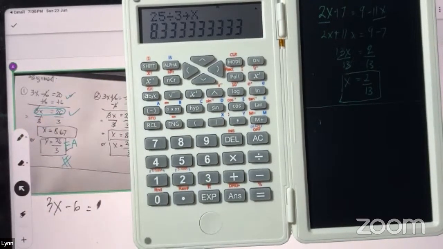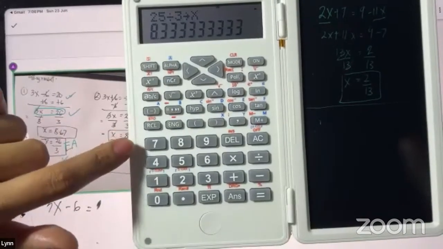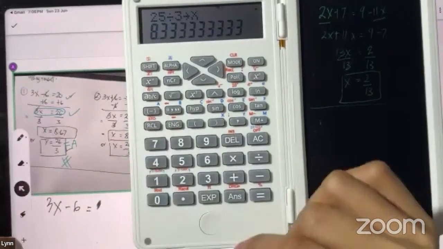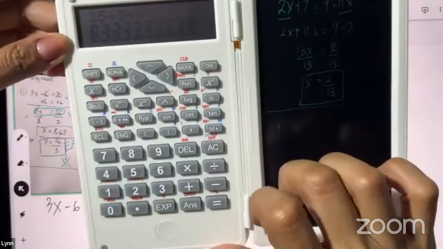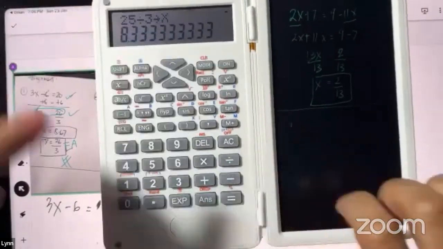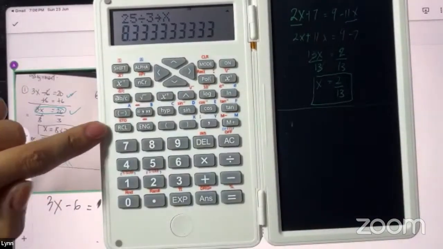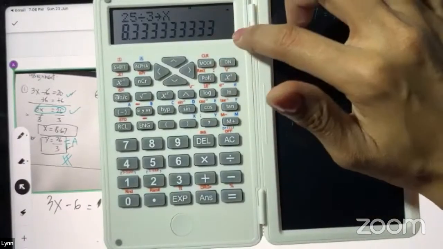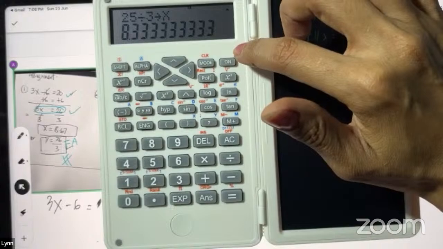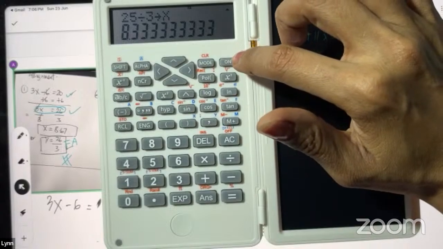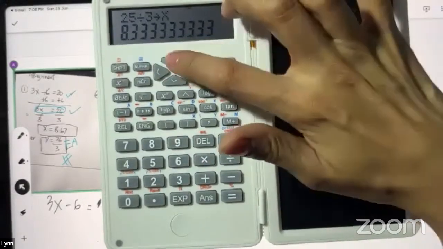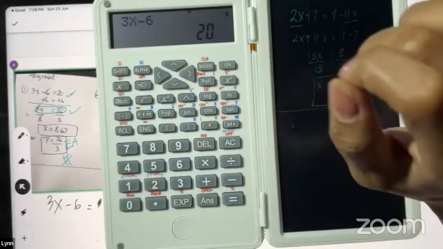Now I want you to use the arrow button. This is something new. There are 4 arrows, just below the screen, next to the alpha button. I want you to press the top arrow. You go up and then you see 3x minus 6.